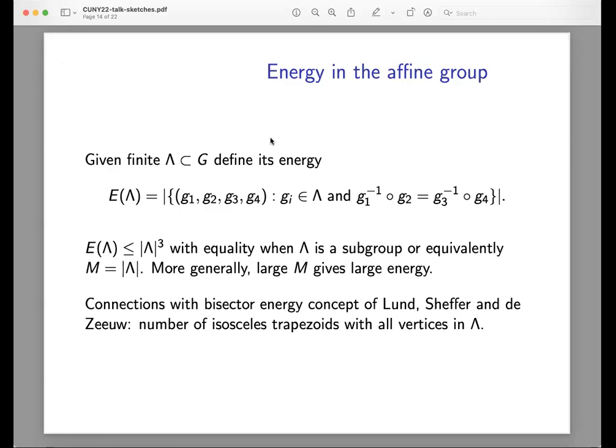Something else that's interesting for those that have thought a little about combinatorial geometry is that there is some connection with what I'm about to do with this concept of bisector energy, another energy term, that was introduced by Lanz, Scheffer, and Desev. Basically, this is the number of isosceles trapezoids that have vertices on the points that you get from the transformations. So there is some connection. I'm not going to go into great detail with this.